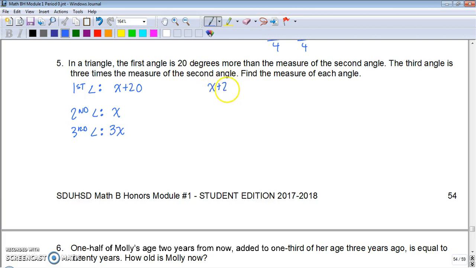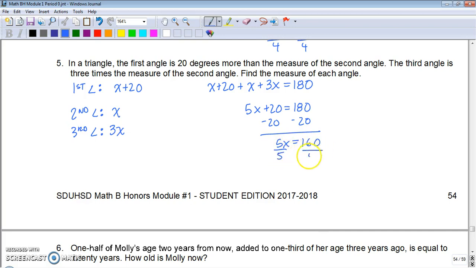So the angles in a triangle add up to 180. We'll add up all the angles. 1, 2, 3, 4, 5. So we have 5x plus 20 equals 180. And we'll plug it back in. So this is 32. This would be 3 times 32, which would be 96. And this would be 32 plus 20, which is 52.